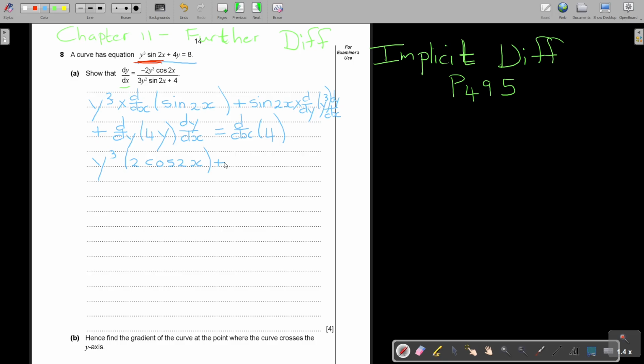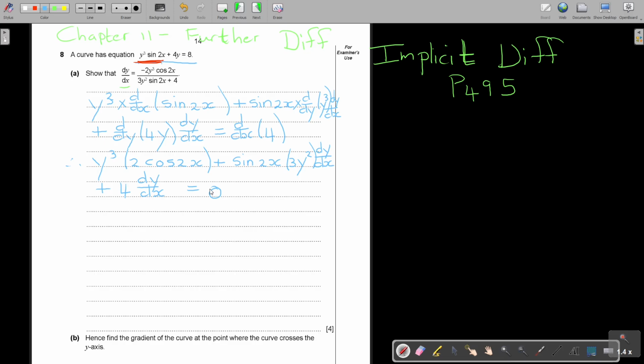Plus, sin 2x, I just rewrite that one. And now I'm going to differentiate this one. You can put it in brackets. So it's 3y squared because I differentiate to y, but don't forget to write your dy over dx. And then plus, now I differentiate to y, so in this case it's just 4. Do you see? But don't forget your dy over dx. And then if I differentiate this one, it's just 0 because it's a constant.